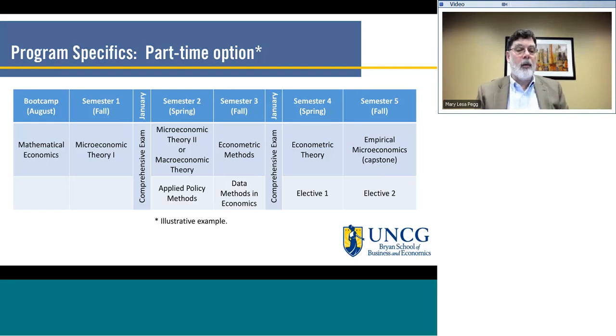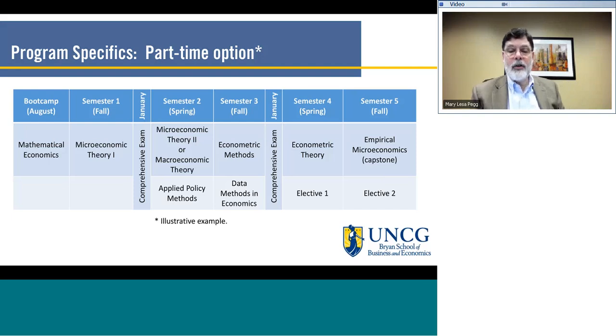One way to do that is to take the boot camp course in August, and then in the fall semester, take microeconomic theory. In January, you would sit for the microeconomic comprehensive exam to make sure you fully understand what's going on. And then in the spring, you would choose your microeconomic theory two, or the macro theory, or both if you have the interest and the time. Obviously, this is a part-time program, and the applied policy methods course in the fall semester.